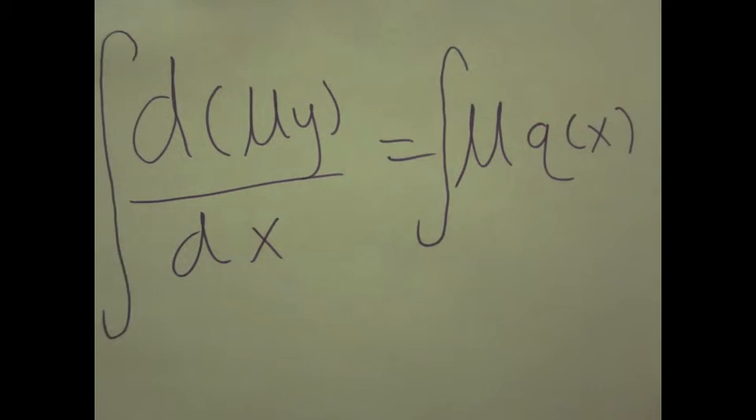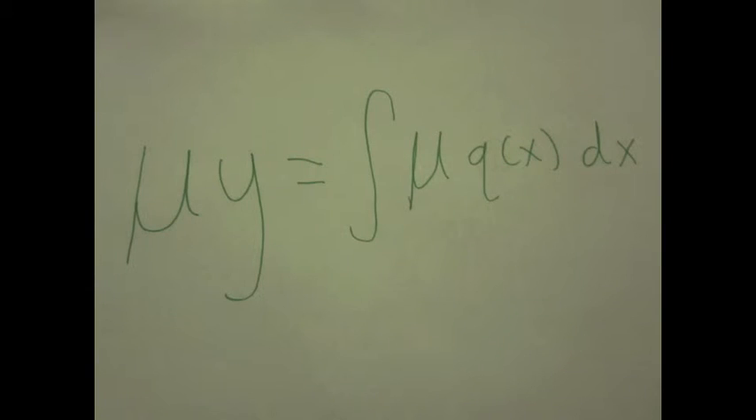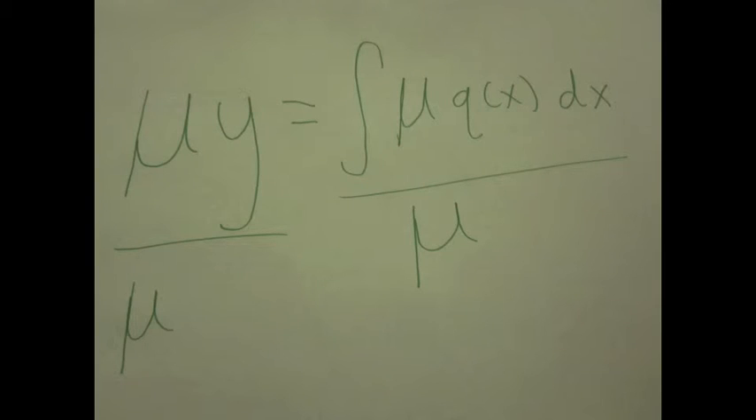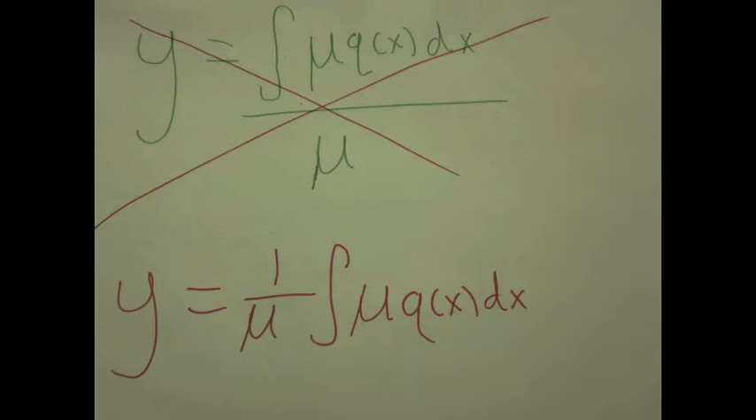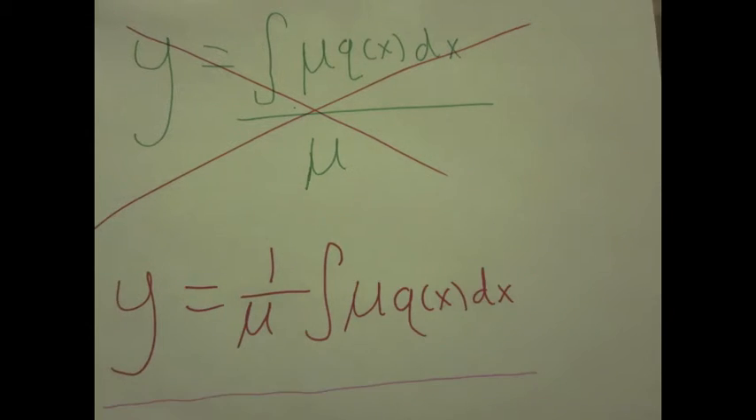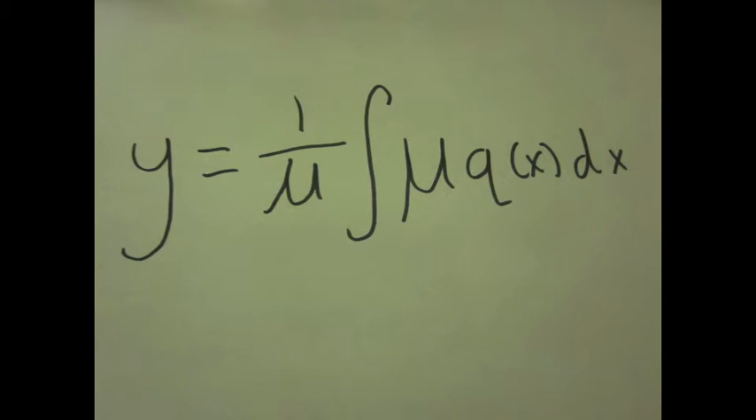Now we integrate both sides so that we get mu times y equals the integral of mu times q of x dx, and we will divide both sides by mu, and we get y equals the integral of mu q of x dx, all divided by mu, and we can take that mu out, so it's 1 over mu, just to make the equation look better and make it easier to deal with, and we arrive at our final solution, y equals 1 over mu, the integral of mu q of x dx.